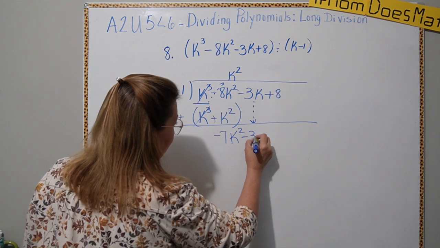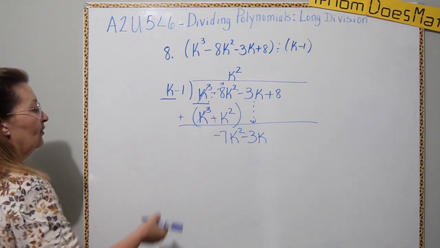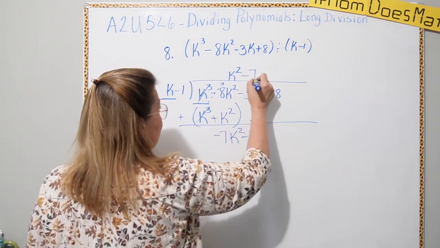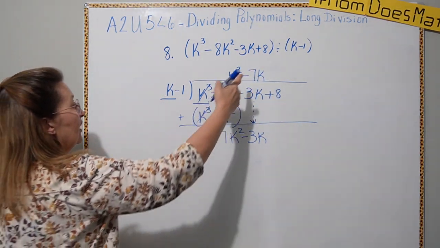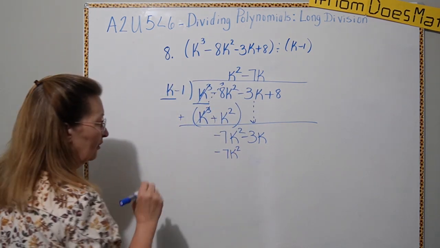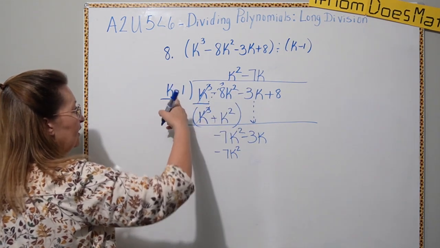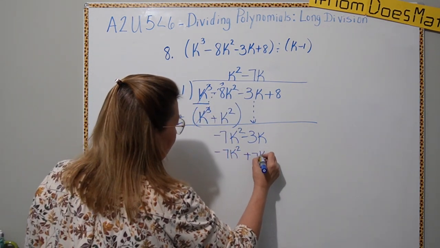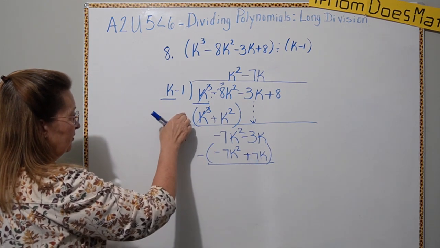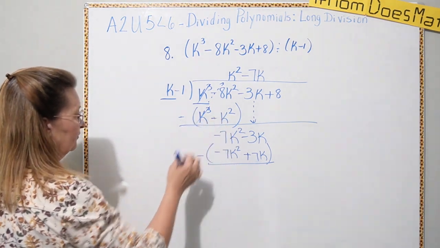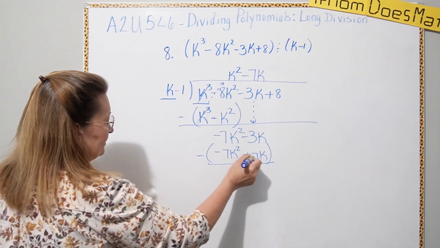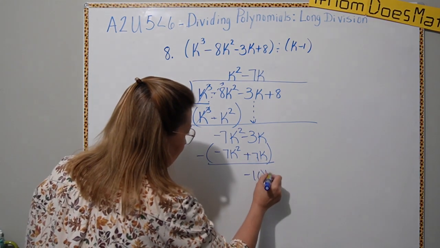And then I'm going to bring this down. All right, now what would I multiply k by to get negative 7k squared? Well, a negative 7k. So now I do negative 7 times k, and I get negative 7k squared, goal achieved. Negative 7 times negative 1 is positive 7k. And I'm going to subtract. And remember, I did subtract up here, I just changed it because it was plus a positive. Okay? So now, these two cancel. Negative 3 minus 7 is negative 10k.